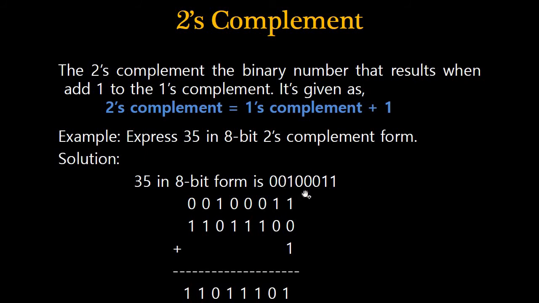This can be achieved by the successive division method, and the ones complement of this 8 bit form is obtained by converting the ones to zeros and zeros to ones. So the ones complement is 1 1 0 1 1 1 0 0, and by adding 1 at the last we will get the two's complement, which is equal to 1 1 0 1 1 1 0 1. This is the two's complement of 35 in binary.